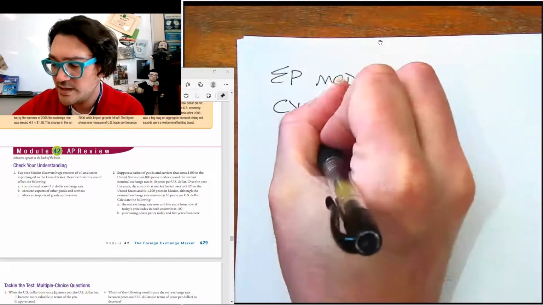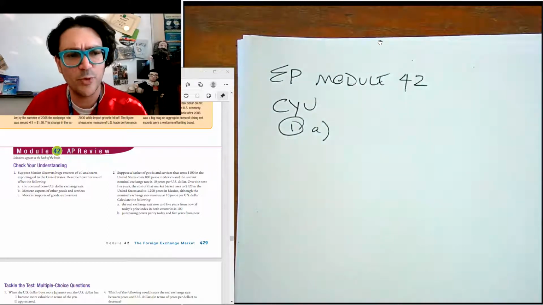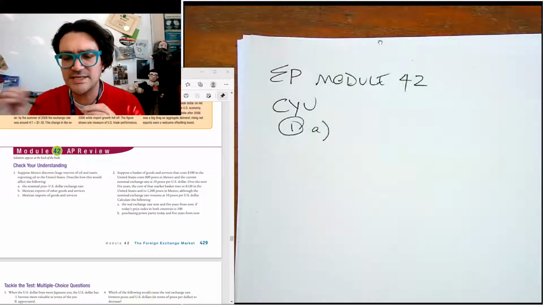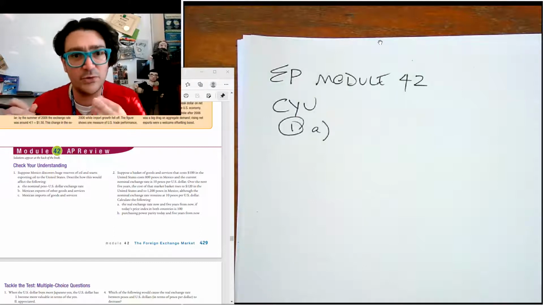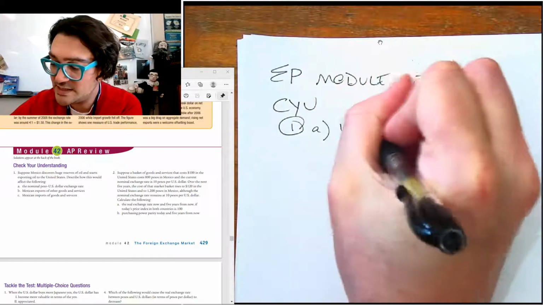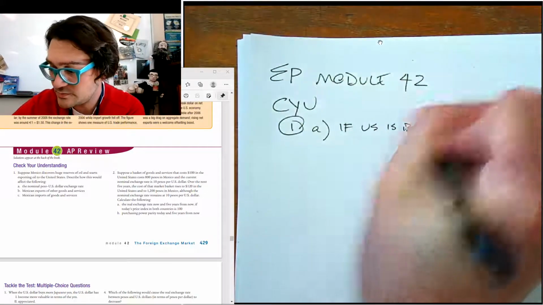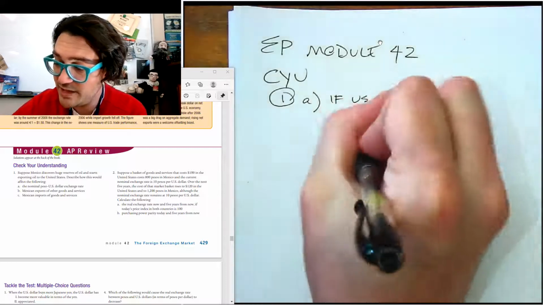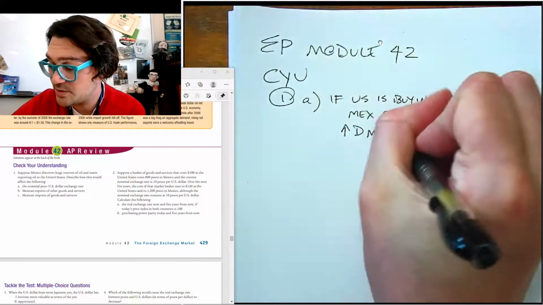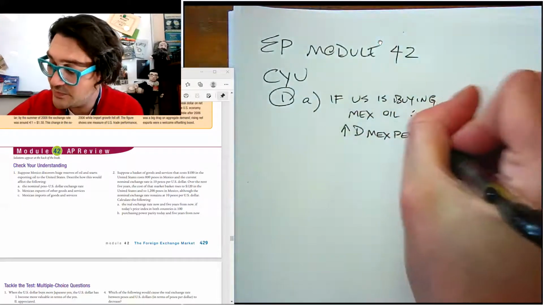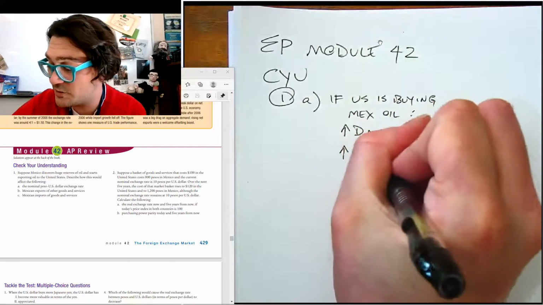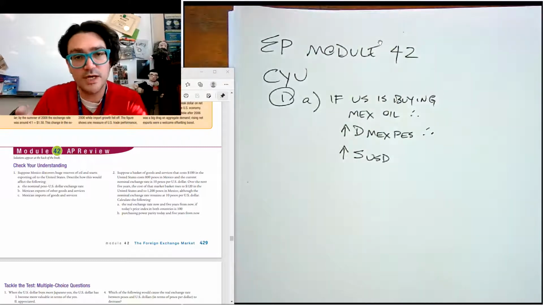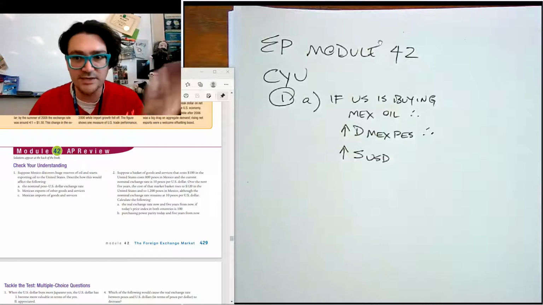Check your understanding. Number one gives this scenario where suppose Mexico discovers huge reserves of oil and starts exporting oil to the United States. Describe how this would affect the following. So if Mexico is selling the oil to the United States, that means the United States is buying the oil, right? So we know, if the US is buying Mexican oil, therefore, there's an increase in demand for Mexican peso. And therefore, there's also an increase in the supply of US dollars. So these two things happen simultaneously in that market for foreign exchange because the Americans have to bring more dollars to the peso market in order to buy more pesos in order to buy the Mexican oil.